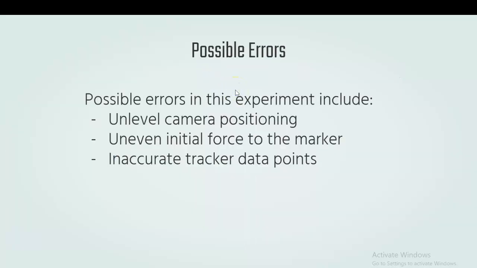Now, getting into some possible errors that could have occurred in this experiment, there was a chance that there was unlevel camera positioning, which could have led to higher values or lower values in some areas. There's uneven initial force on the marker and inaccurate Tracker data points.